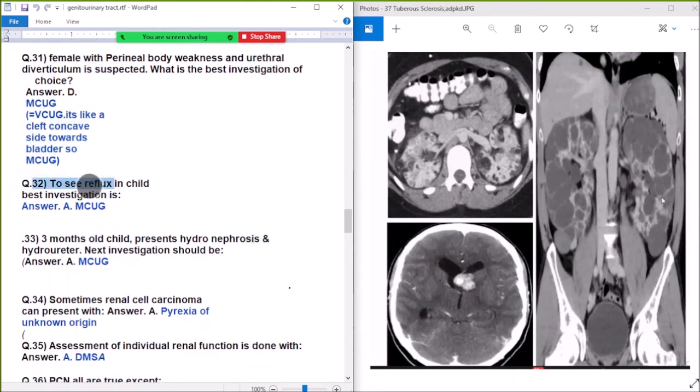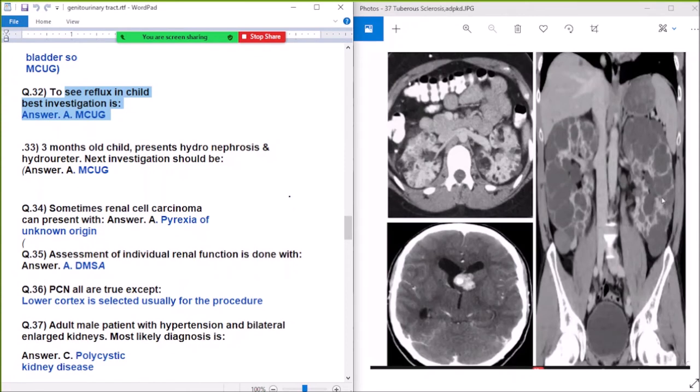Question number 32. To see reflux in a child, investigation is MCUG. Question number 33. 3-month-old child presents with hydronephrosis, next investigation should be MCUG.